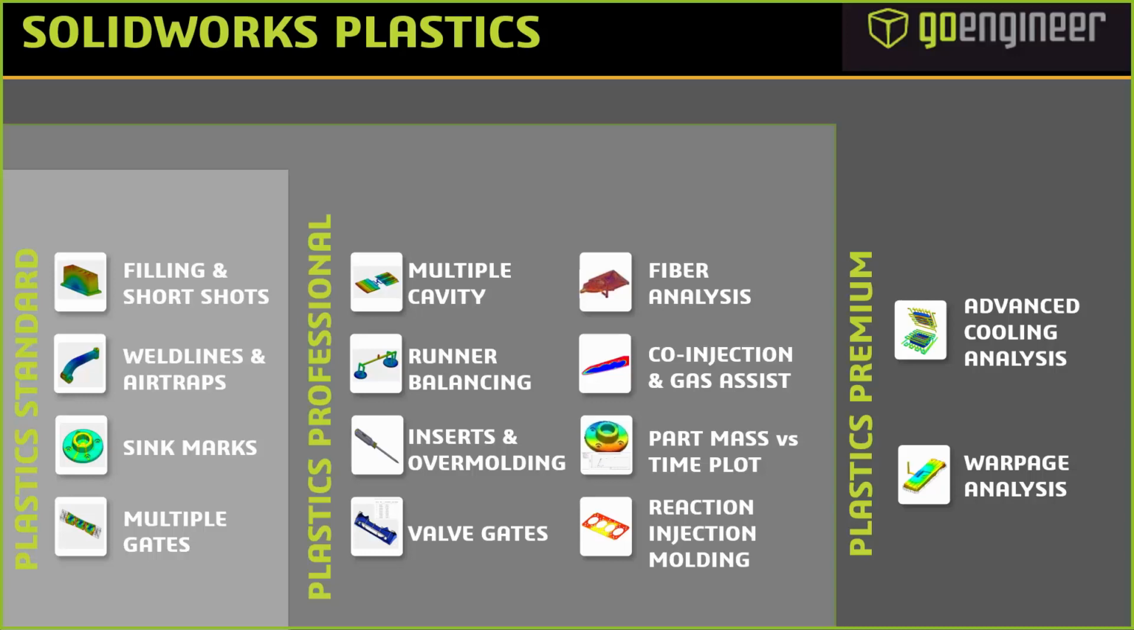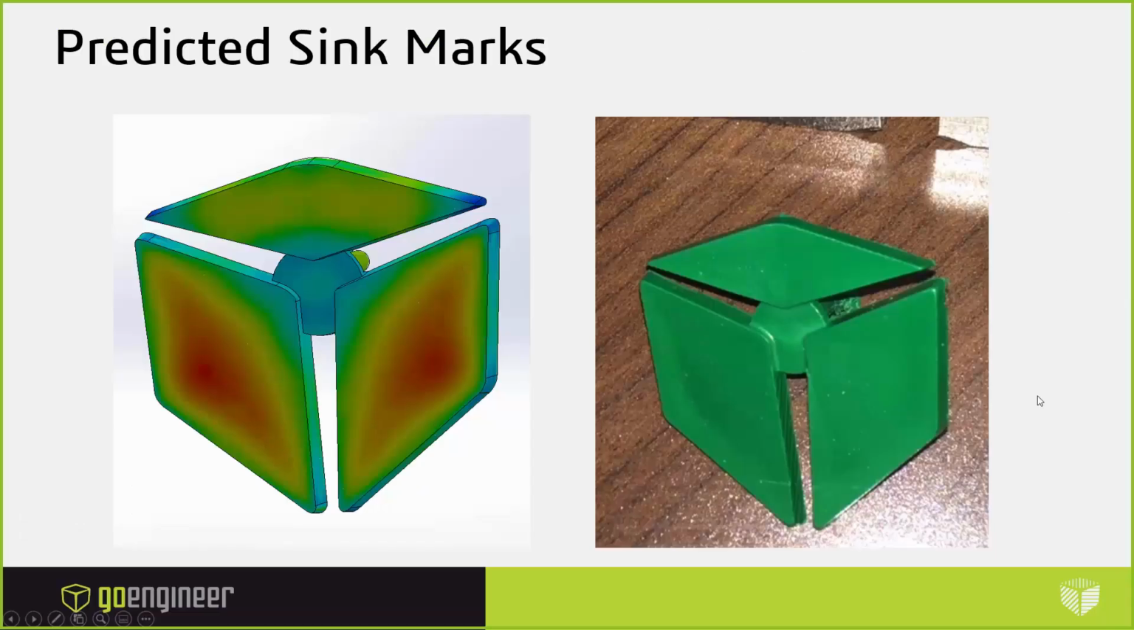I want to see where my air traps are, and also I want to look at the sink marks to see how this part's going to appear when I get it out of the mold. So these are things I can look at before I even build the tool. Even on this little picture, we see the sink mark on this part, and it looks almost identical to the sink mark showing up on my model.